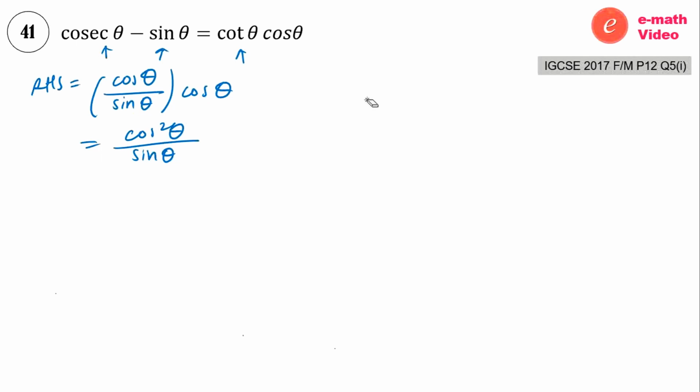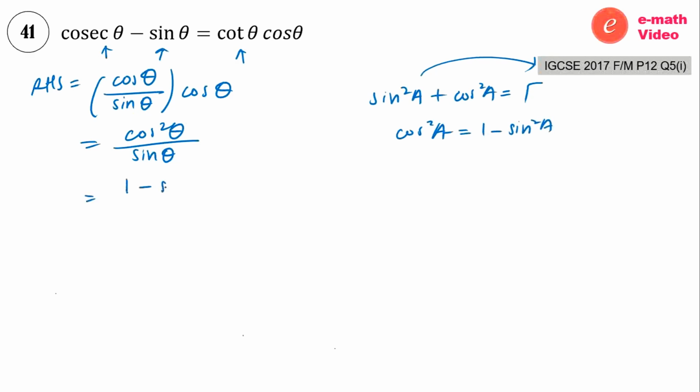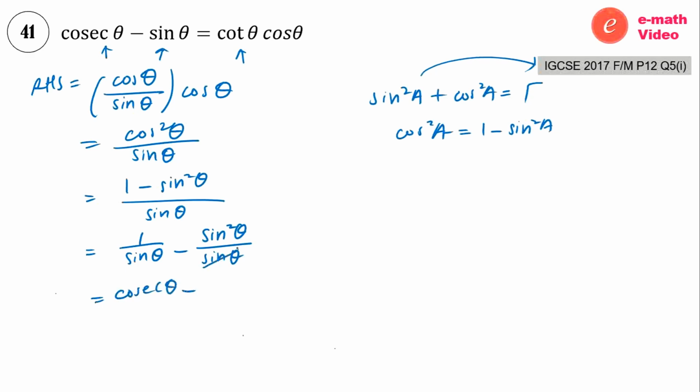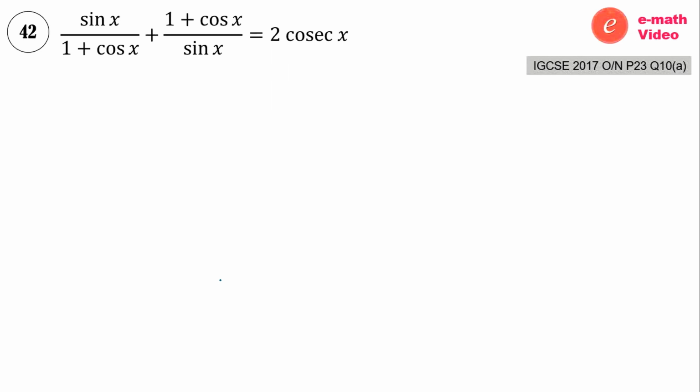I said I want to get rid of this cos, right? So, I will use the basic identity. Sine square A plus cos square A equals to 1. So, cos square A, move to the other side, equals to 1 minus sine square A. Right? Equals to 1 minus sine square theta over sine theta. And here, we can separate the fraction into 1 over sine theta minus sine square theta over sine theta. 1 over sine theta is cosecant theta minus sine, and sine square can cancel, become sine theta. And proven.